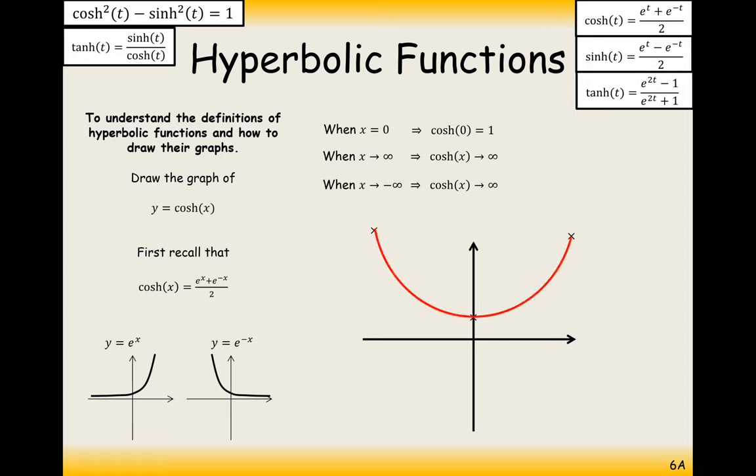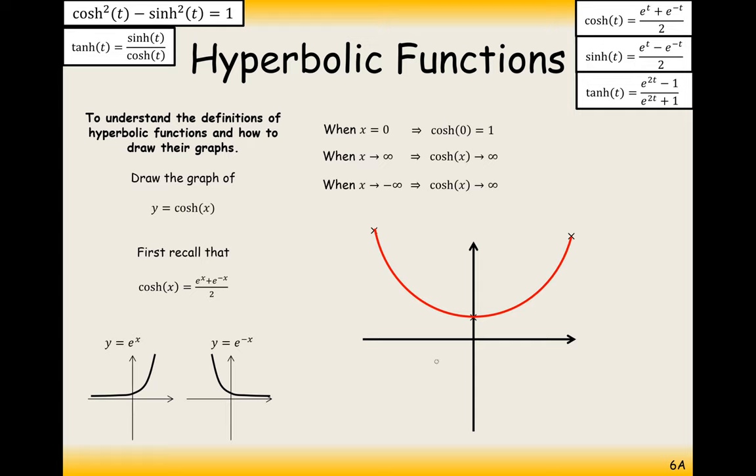And the cosh graph looks something like that. So when it's a very big negative number, it will still be very positive on the y-axis. And when x is a very big number, it's also going to be positive on the y-axis as well. So there we are, that's the answer to the cosh graph.